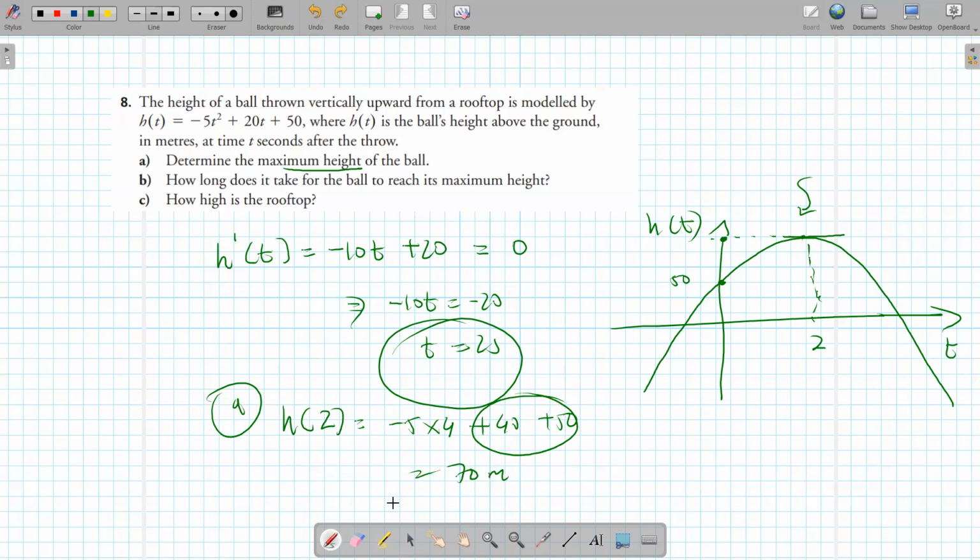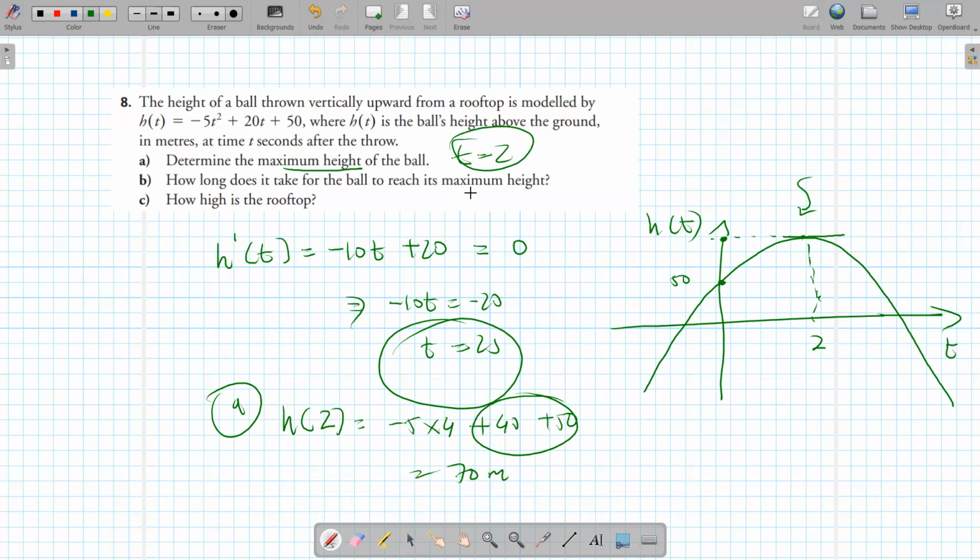Part B, how long does it take for the ball to reach its maximum height? In other words, what time does the maximum height happen? At 2 seconds, right? So t is 2.